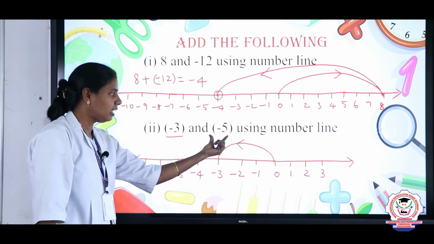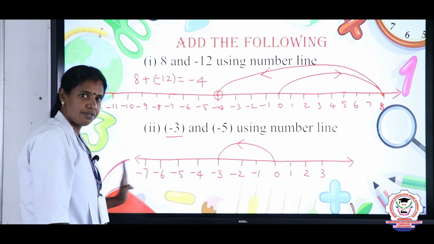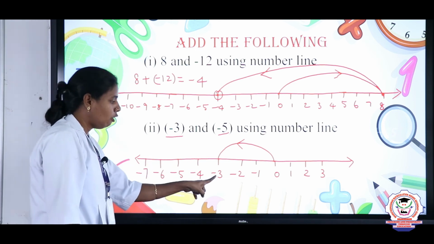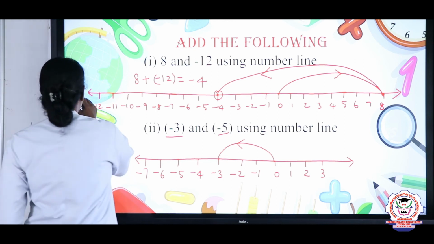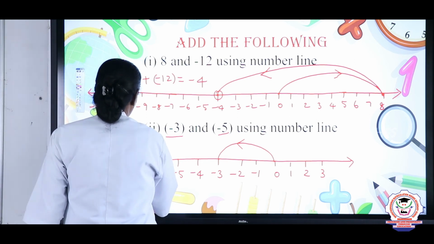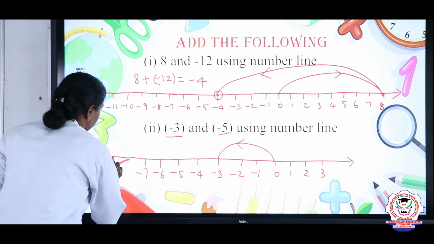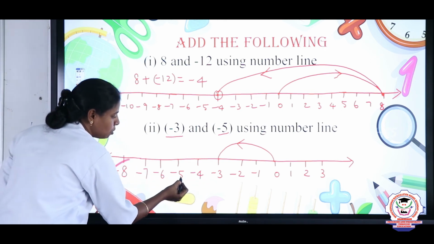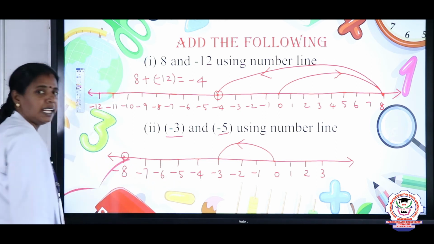Then the second integer is negative. So for negative we need to move left side. How many units do we need to move? 5 units. So from this minus 3 we need to move 5 units on the number line now. So move 5 units here. From this minus 3, 1, 2, 3, 4, 5. So it reaches minus 8.